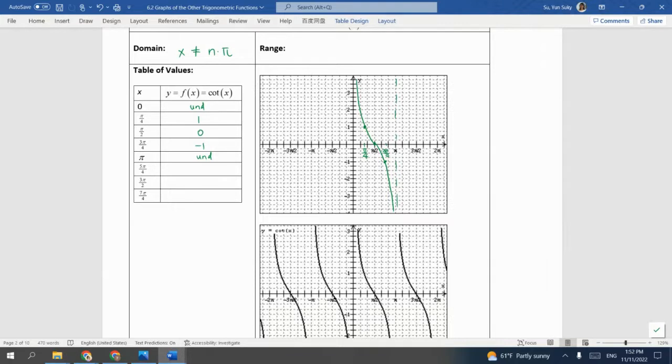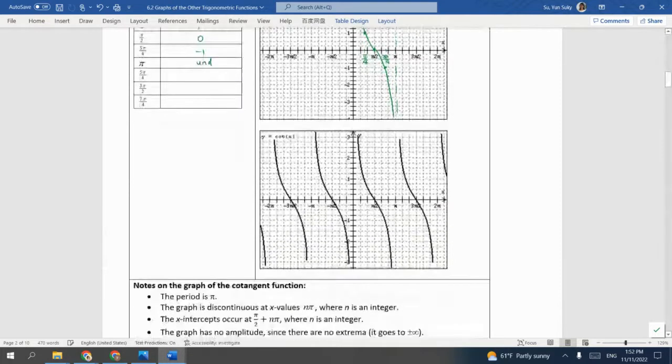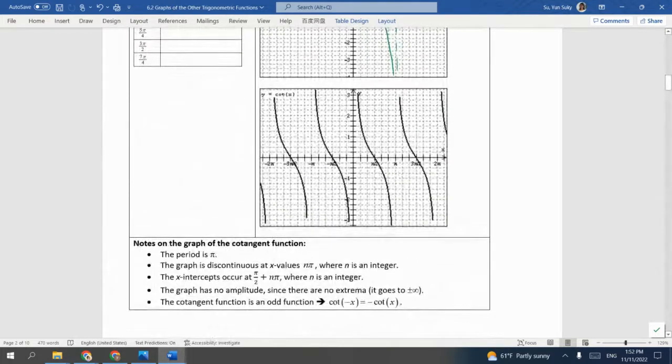How about range? Range is the y values. The y values are from negative infinity to infinity. Exactly. So minus infinity to infinity. Okay, good. So here we have the properties. The period is pi. The graph is discontinuous. So that means there is a vertical asymptote at n times pi, where n is an integer.